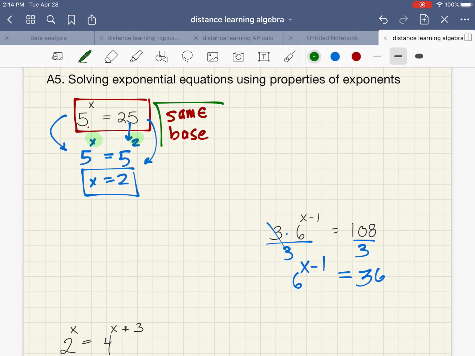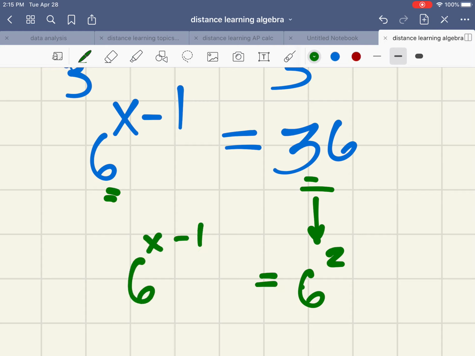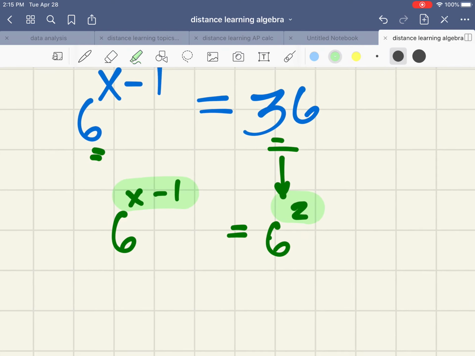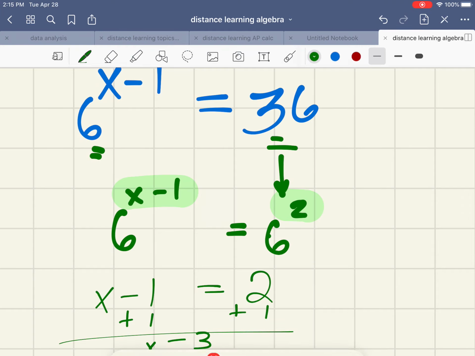Again, thinking back to the last problem, we want the same base. Here's a base of 6. Here's a base of 36. Hopefully you recognize that 36 is the same as 6 squared. And once you have the same base, focus on just the exponents and rewrite that as its own equation. We have x minus 1 equals 2. If I add 1, I will solve for x. x equals 3 is the answer.